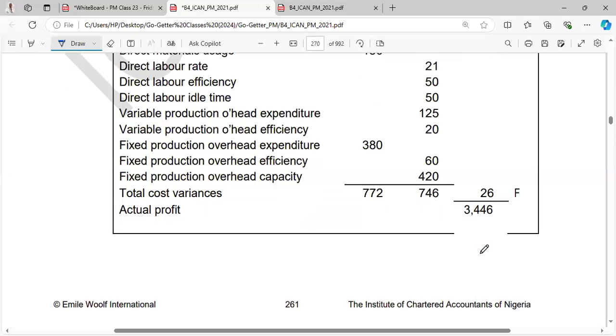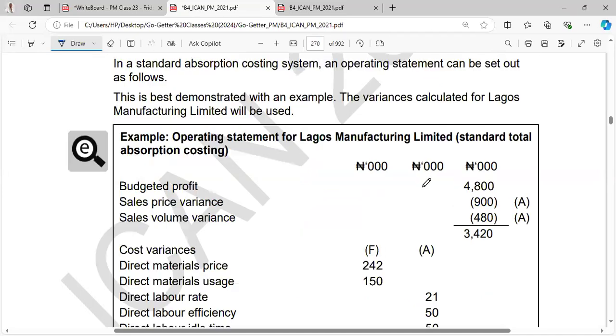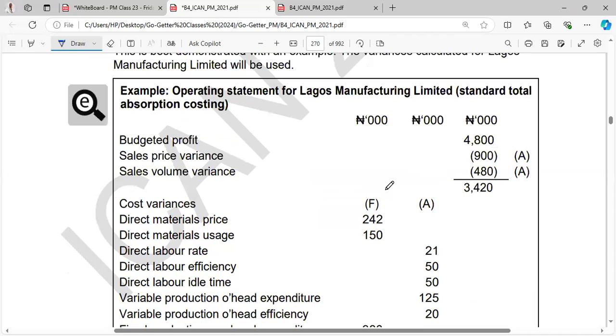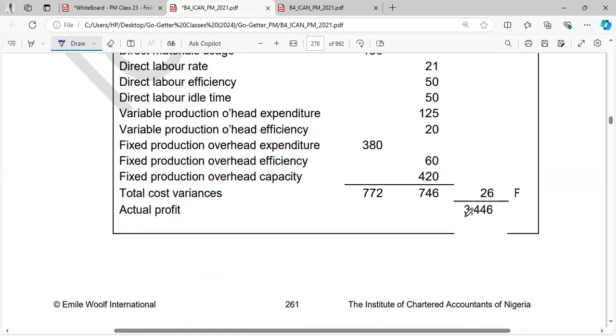You reconcile your fixed budget with your actual, but you only use your flexible budget to show those cost variances. The flexible budget shows the cost variances, whereas the sales variance shows the difference in volume and the effect on profit. So this is how it gives us the actual profit.